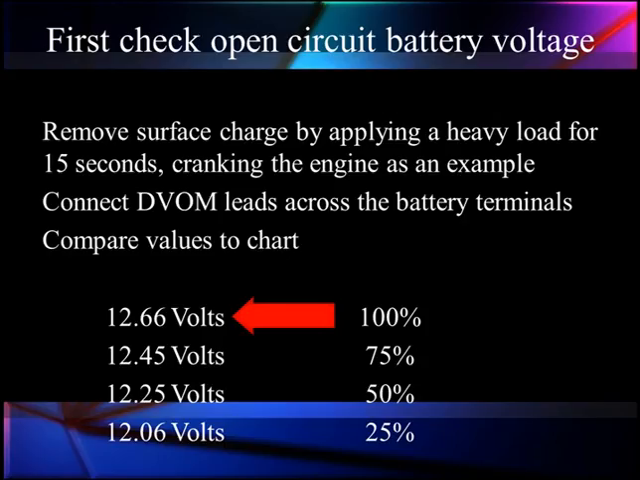Now here's a chart. If we go back to 12.66 volts, we've got 100% charge. It'll take it a few seconds to get back there. Take the time after you take your load off to watch how quickly it goes from removing the load back up to full voltage. If it takes over a minute for it to get back to full voltage, you have low activity in your electrolyte.